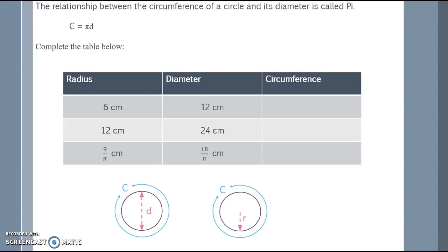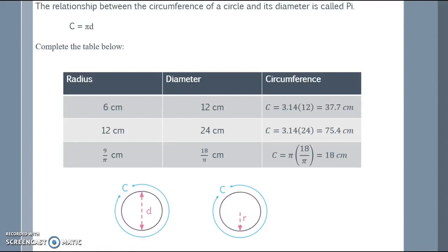So now let's work on finding the circumference. 3.14 times the diameter of 12 is 37 7/10 centimeters. 3.14 times 24 gives us 75 4/10 centimeters. And again, we're using pi times 18 over pi. Notice that our pi's would cancel and we'd be left with 18 centimeters.